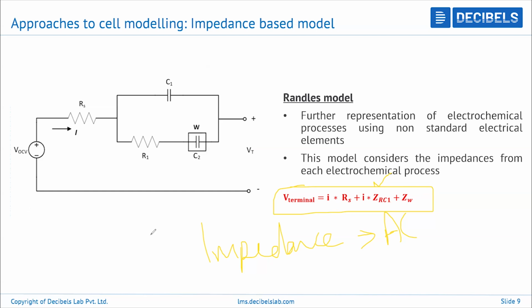So there are not exactly standard electrical elements. We don't directly use capacitors over here. We use what are called non-standard electrical elements. Basically things like imperfect capacitors, Warburg elements, those kinds of elements are used here, which are much more advanced and usually require knowledge of things like Nyquist plots or Bode plots, and from there we get all these parameters.